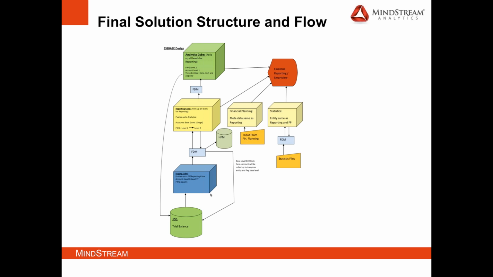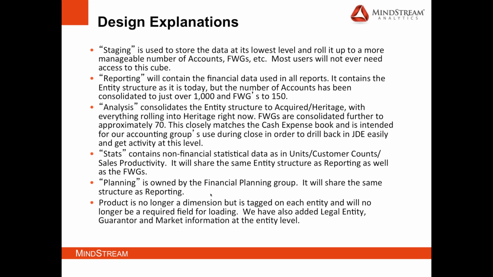So here are a couple of explanations around some of the design. There's a staging cube. That's just the data at its lowest level. That's brought in at the account, business unit, or cost center level, functional work group level, really the true zero level of what had been the zero level of HFM previously. The lowest level, account by account, functional work group by functional work group, and entity by entity, or the bottom level of entity. That brings all of that in, and the nice thing about that is the data can be rolled out of JD Edwards into Essbase and staged in Essbase. Any changes for roll-up structures and things like that, you can now manage inside of Essbase.